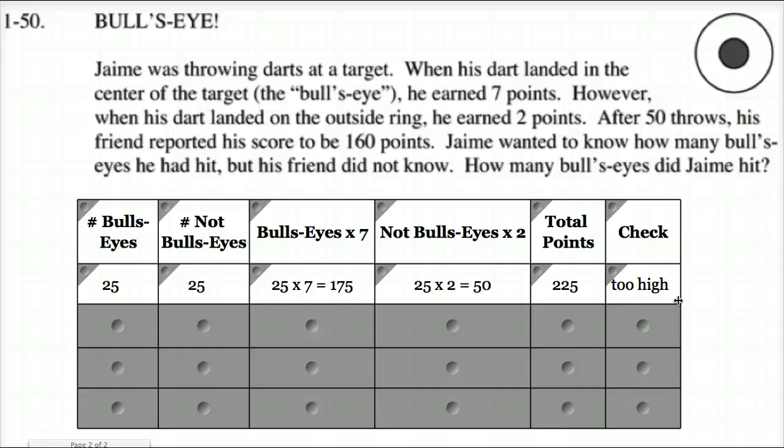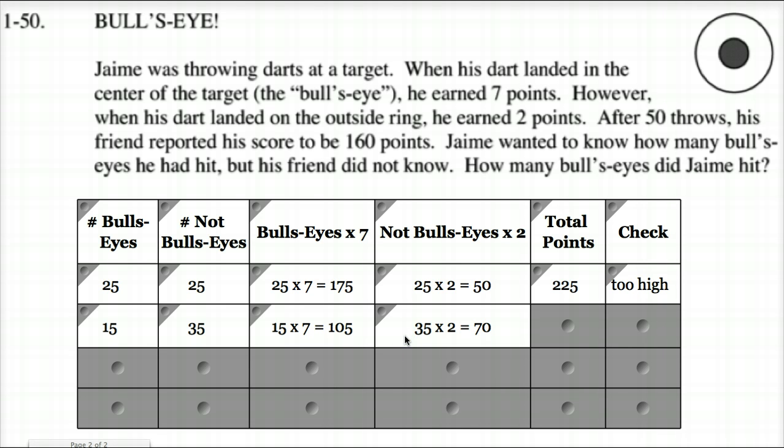To get a lower score, I have to decrease the number of bullseyes. So I picked about 15 bullseyes. If I had 15 bullseyes, I'd have 35 that were not bullseyes. 15 times 7 is 105, and 35 times 2 is 70. If I add 105 plus 70, I get a total of 175 points now, and I'm still too high.